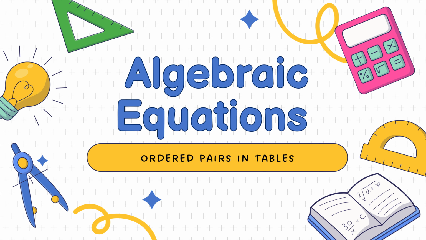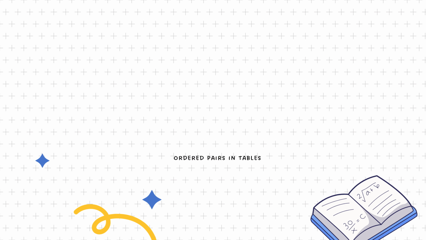When you have an algebraic equation with two different variables, and you know the value of one of the variables, you can substitute that value into the algebraic equation to find the corresponding value of the other variable. For example, y equals 2x plus 5. If you have either the x or the y value, you can substitute it into the equation to find the other value. Let's have a look at a couple of examples.